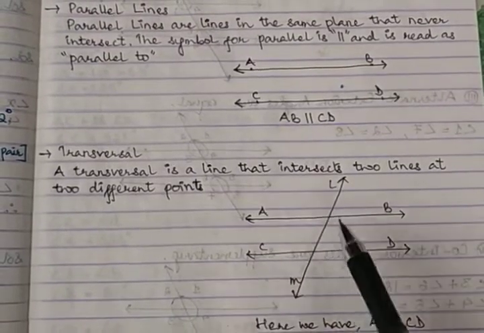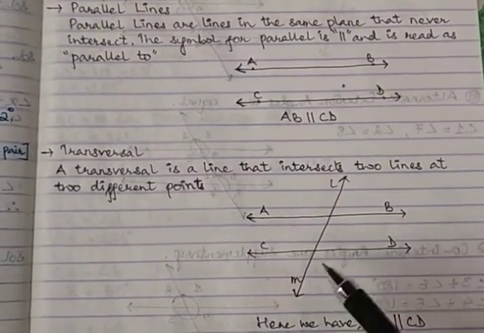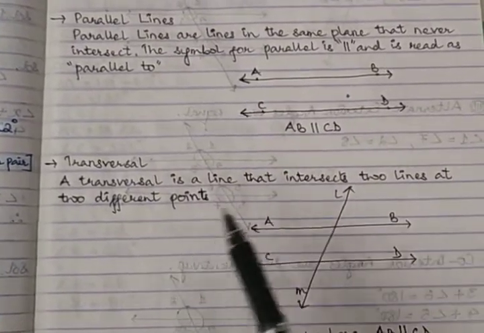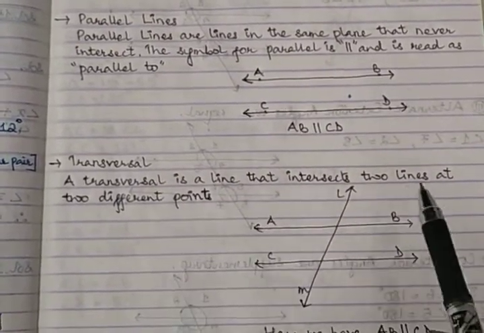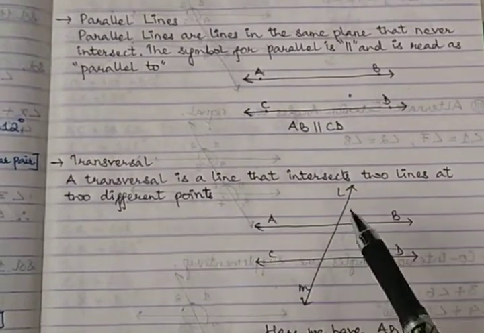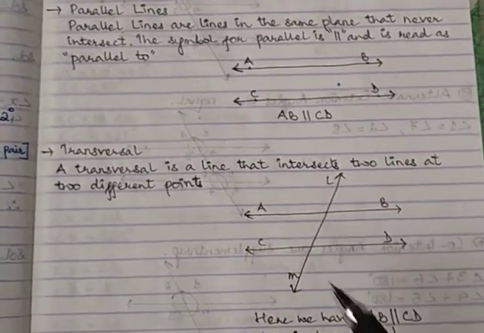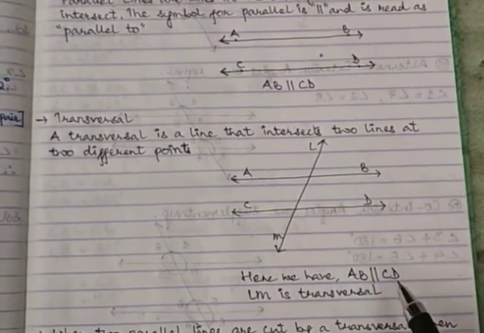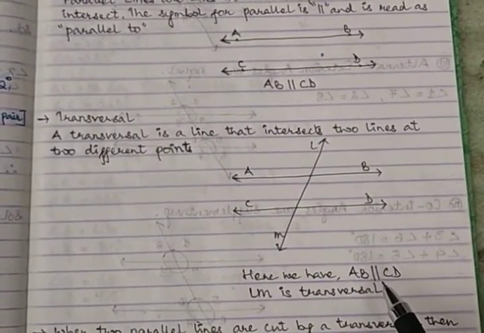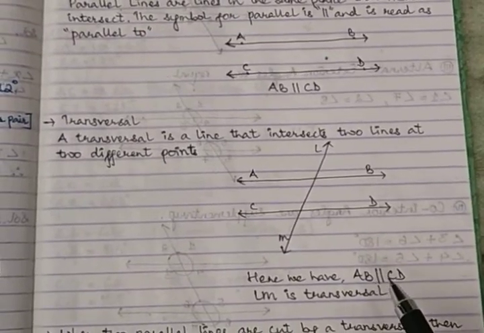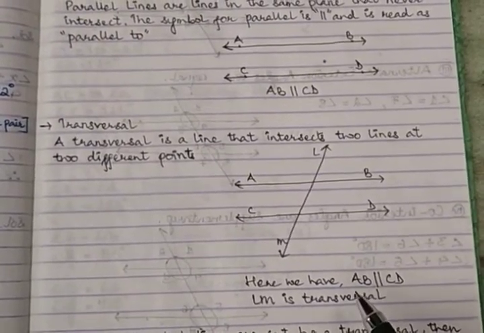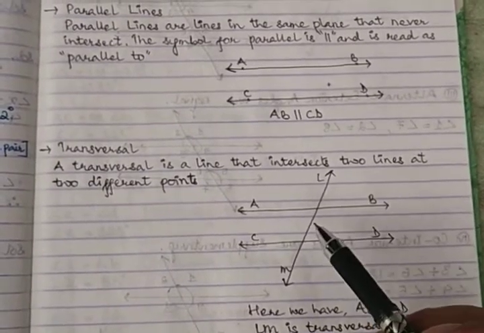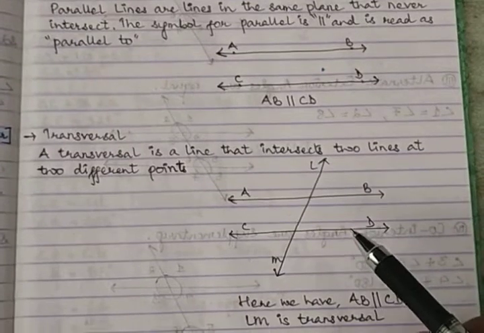Here, for two parallel lines there is one line that intersects both lines at two different points, and that line is known as a transversal. So here we have AB parallel to CD, as you can see from the symbol, and LM is the transversal.